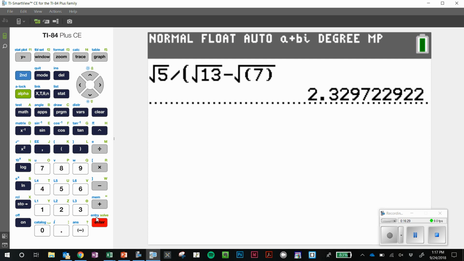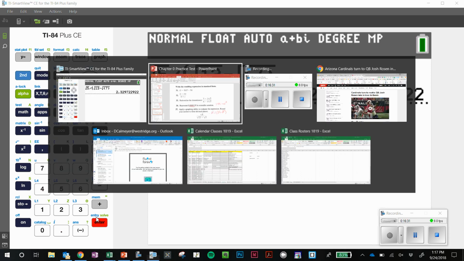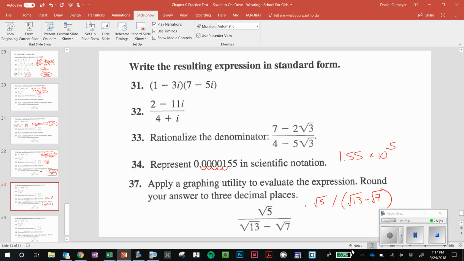2.3297. So it's going to round to 2.330. All right. Questions, ask me tomorrow during lunch or after school.